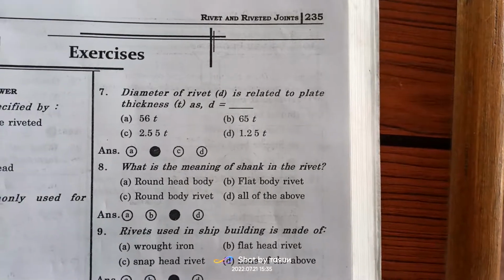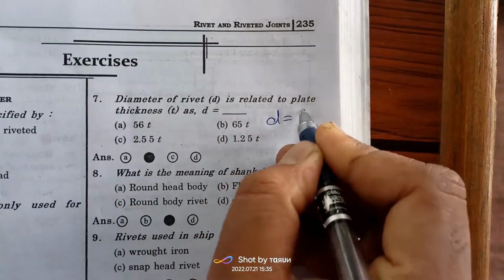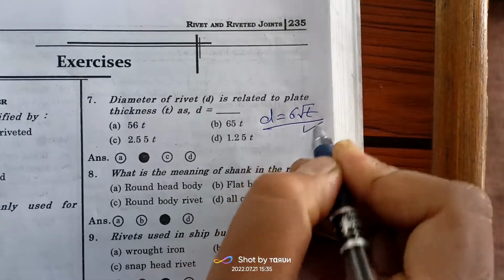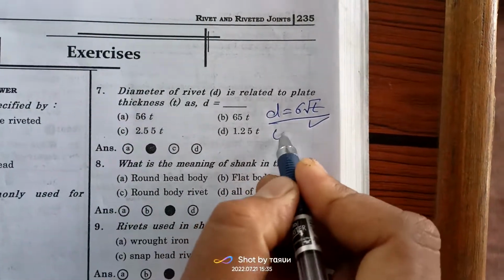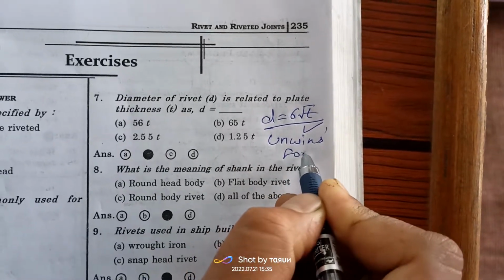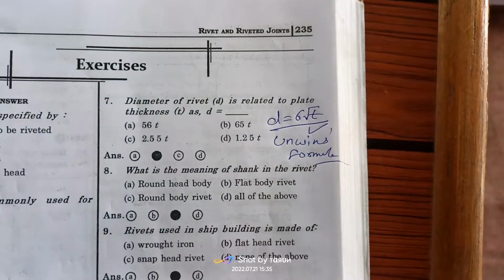Next, diameter of the rivet D related to the plate thickness T as. Option A, B, C. I think there is error. I have already told you d is equal to 6 under root of t. This is correct. 6 under root t. This is Unwin's formula. This is correct here. Options are wrong here.